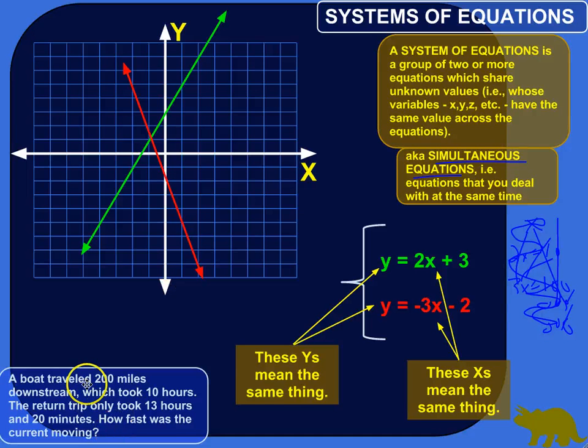So an example of a problem like that is, classic, a boat traveled 200 miles downstream, which took 10 hours. The return trip only took 13 hours and 20 minutes. How fast was the current moving? So you've got two unknown values there. The speed of the boat by itself, and then the speed of the current. And both those things are affecting how quickly the boat travels up and downstream. So you would write a system of equations to solve that problem.